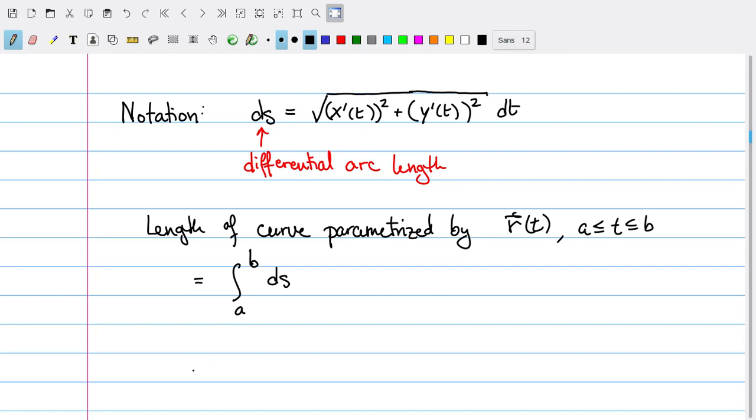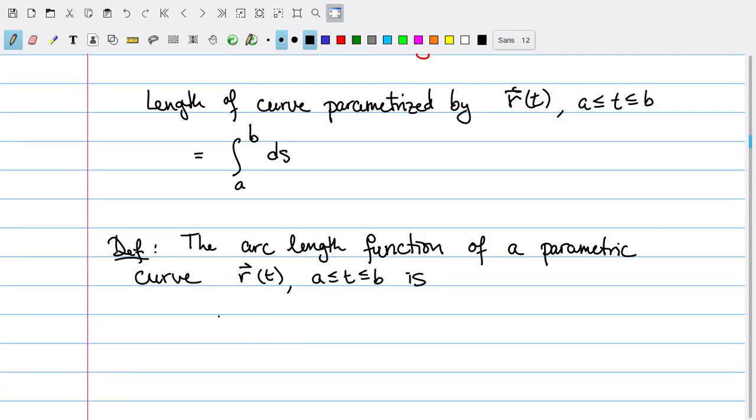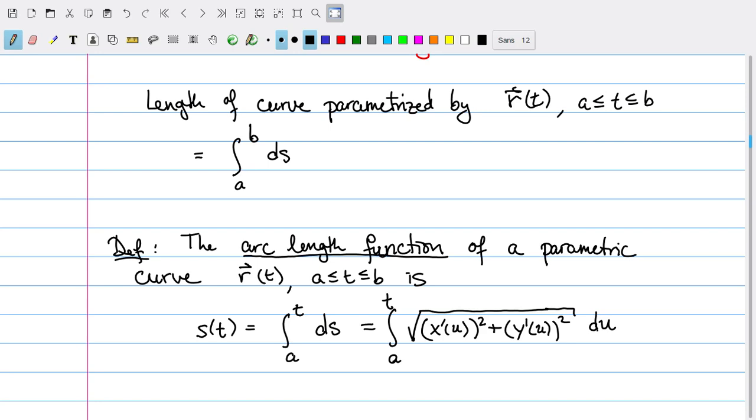More generally, we can define the arc length function. The arc length function of a parametric curve, r of t, defined for t between a and b, is given by s of t, which is the integral from a to t of ds, or equivalently, the integral from a to t of the square root of x prime of u squared plus y prime of u squared du. So what s of t represents is the arc length of the curve defined by r of t from t equals a all the way to t equals t. In particular, s of b is the full length of the curve.